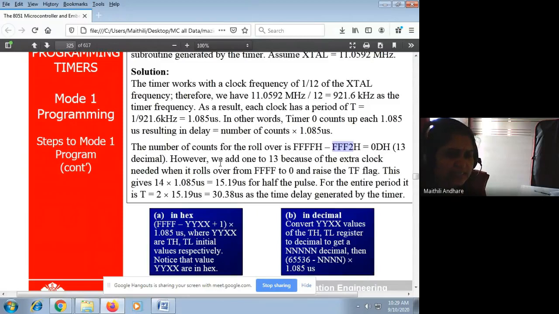So see, in the timer, two types of questions will be asked. The initial value loaded in the timer register is provided, and you should be able to calculate the delay. Otherwise, the problem statement may mention that to generate x amount of delay, how much initial value is to be loaded in the timer register. That's it. Two tasks are there.